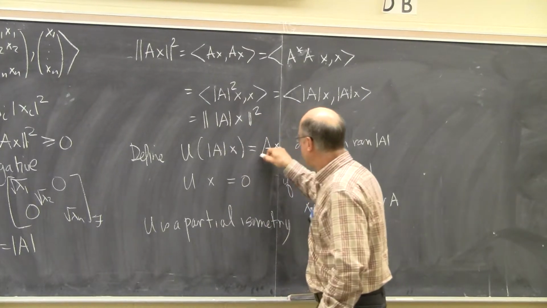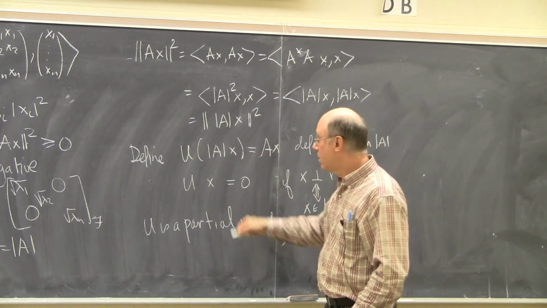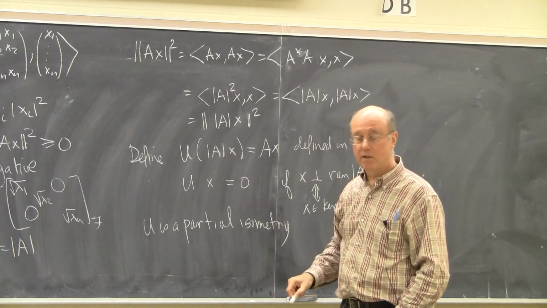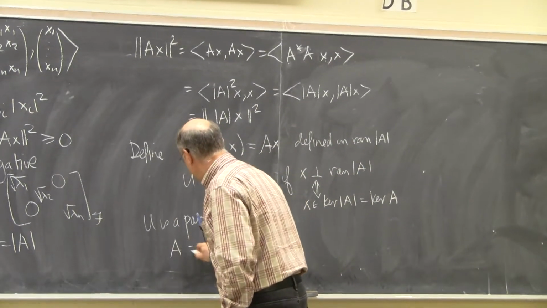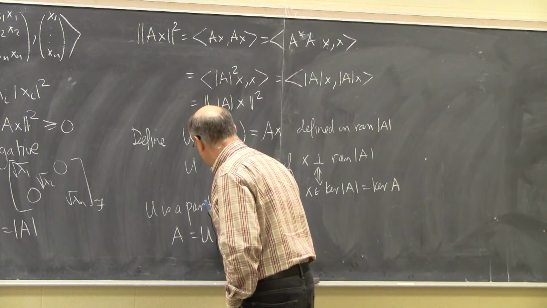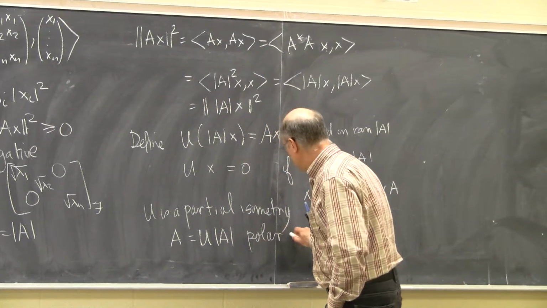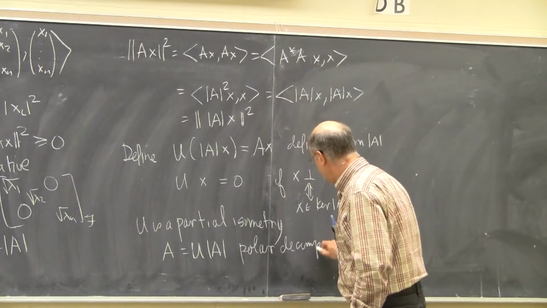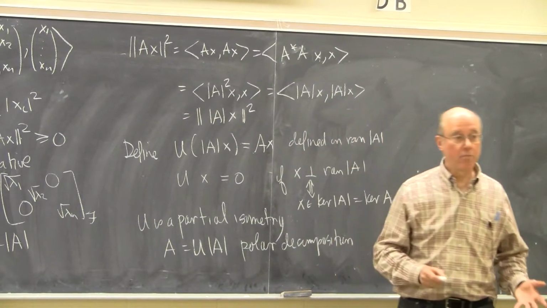Because on the range of X, it preserves the norm. So it's isometric there, but on the orthogonal complement, it's 0. And it's designed so that A is equal to U times absolute A. And that's called the polar decomposition. It's just like the polar decomposition of a complex number.